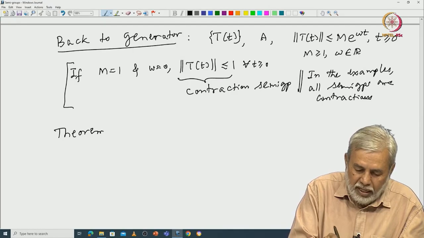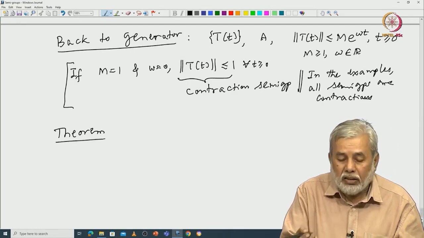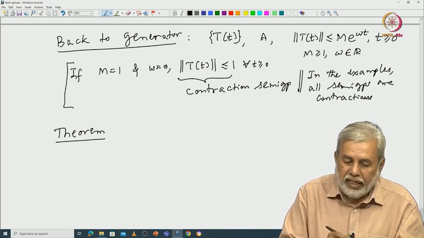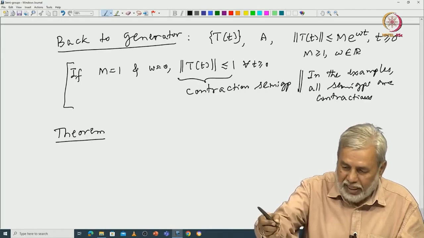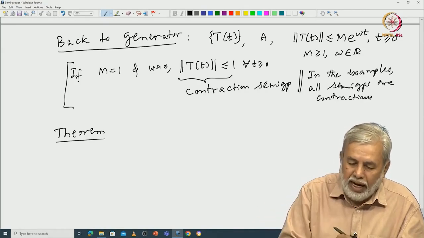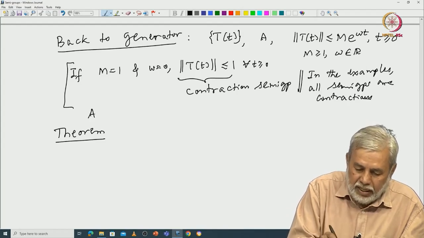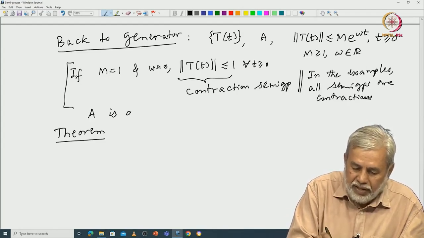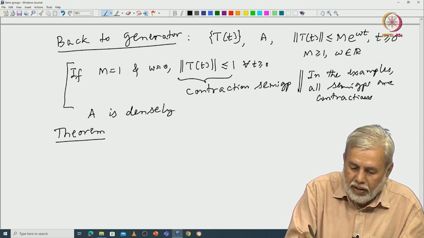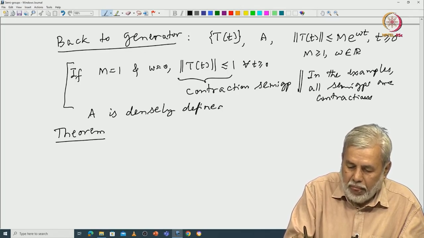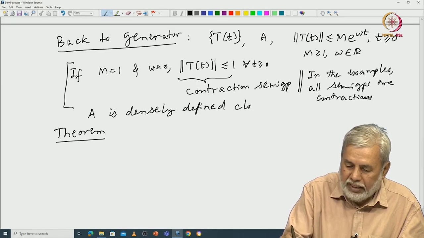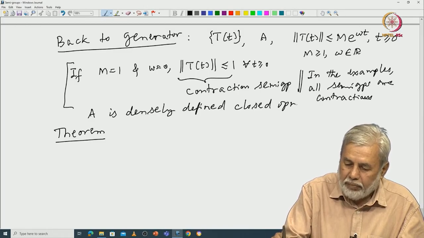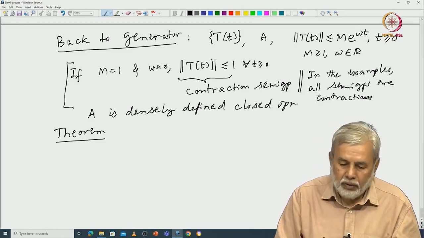This is regarding the spectrum or resolvent of the generator A. So, given a semigroup, we already saw that A is, let me again recall, a densely defined closed operator. This we have already seen. Next, the discussion is on the resolvent.